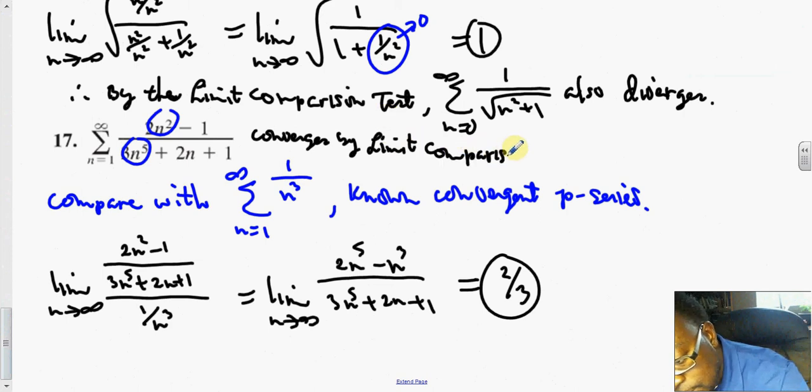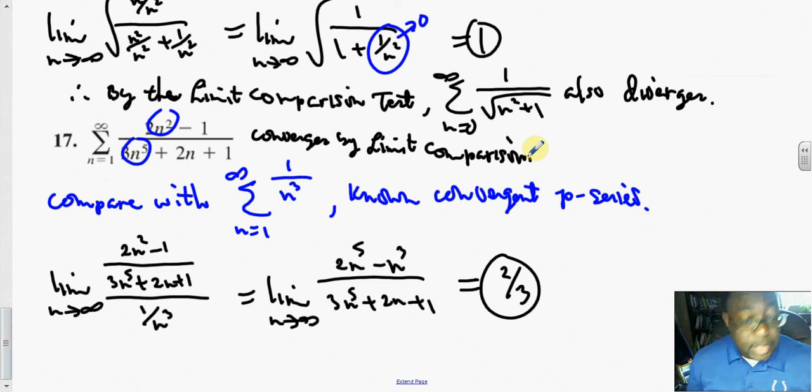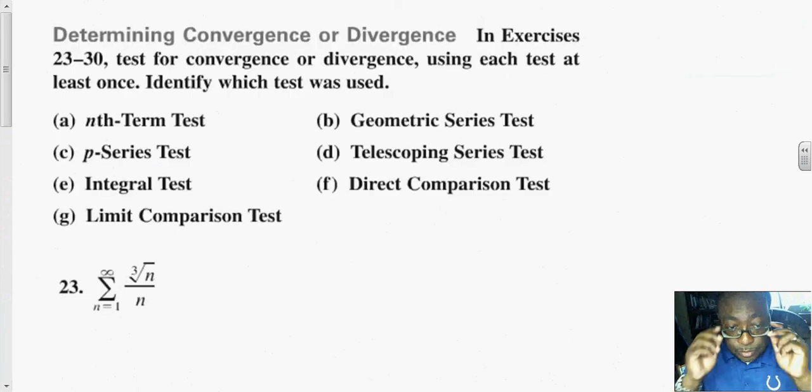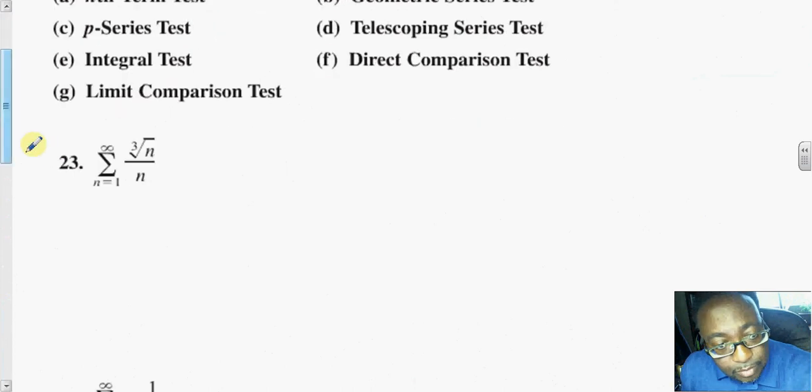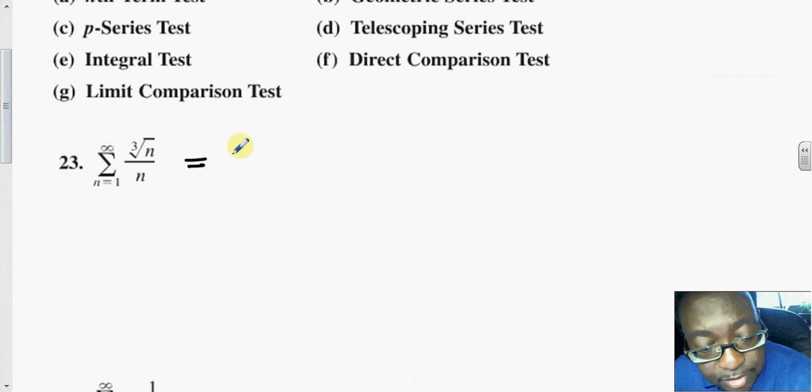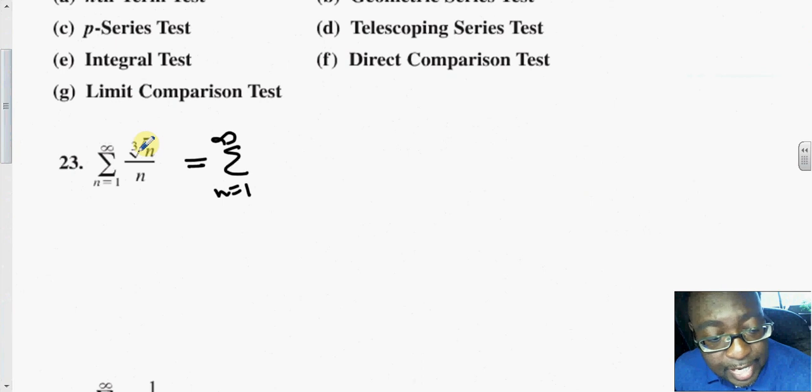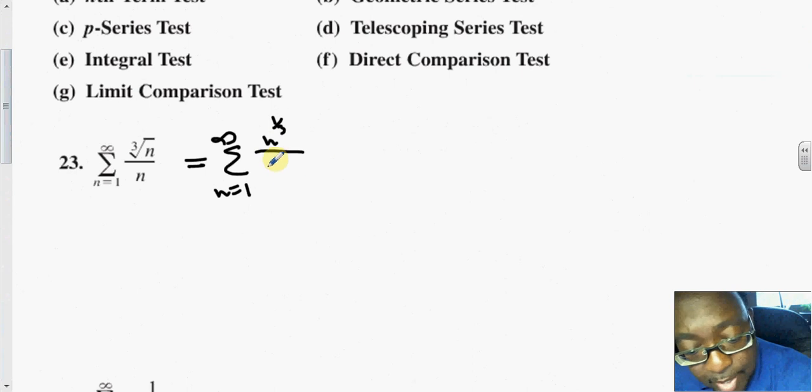Okay. Now, lastly, determine the convergence or divergence of the given series. We can use these tests that are given: the nth term test, p-series test, integral test, limit comparison, geometric, telescoping, or direct comparison. Now, notice that this series is the same thing as, you can take that n to the 1/3, that's divided by n to the first.